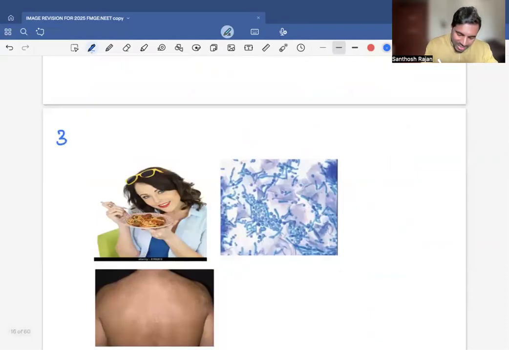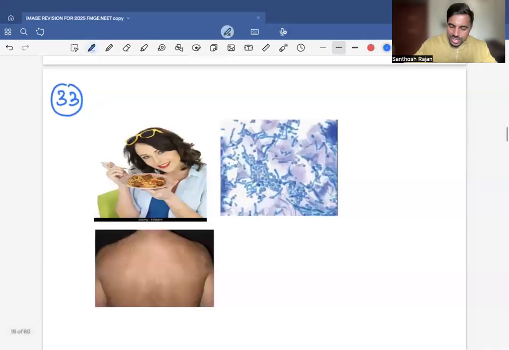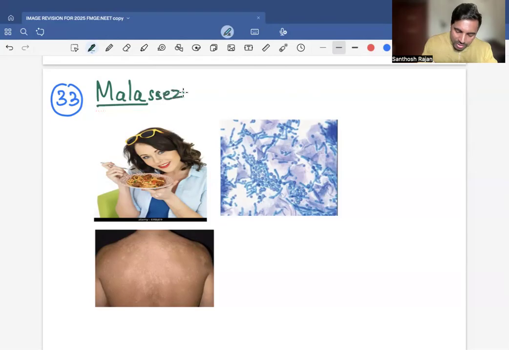Nowadays, another favorite question of examiners is this one. What is this girl's name? You can see by the picture, her name is Mala. Why did I say Mala? Because Malassezia furfur is the organism. This girl Mala, super Mala, because Malassezia furfur is also a superantigen.